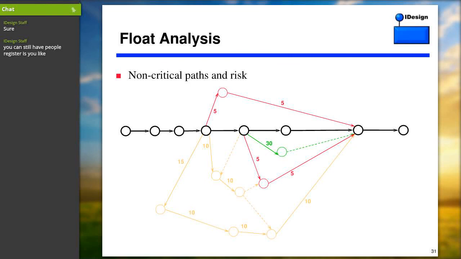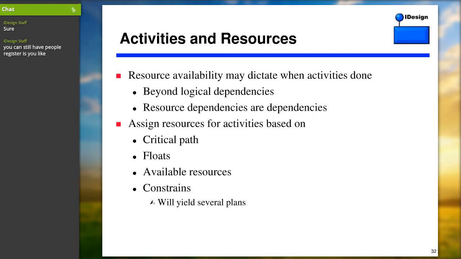You're not just assigning them blindly. You're just assigning where they need to be so that you can proceed with the lowest level of resources along the critical path. Now, also note that sometimes resource availability may dictate when activities are done.